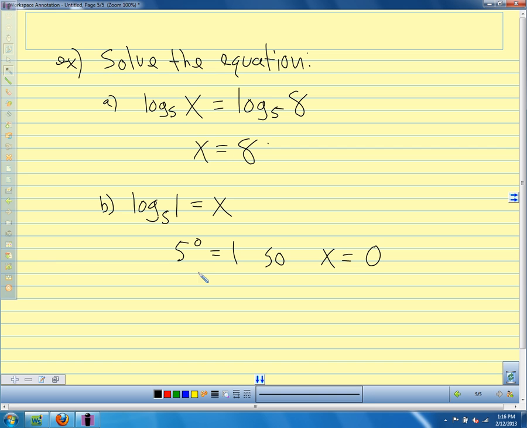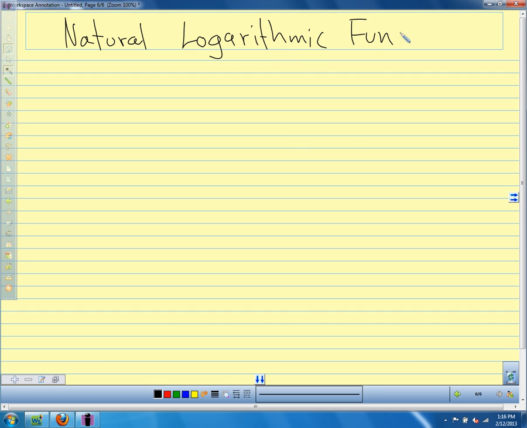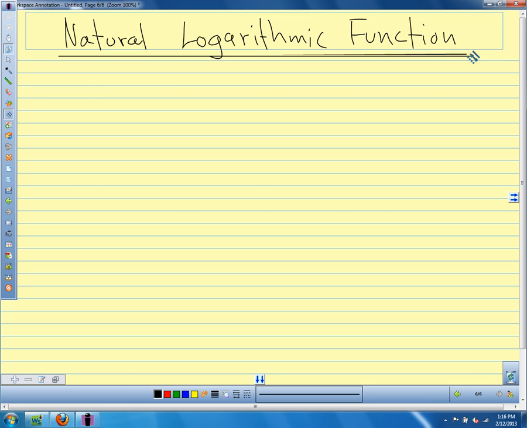All right, one last thing to talk about today. Natural logarithms. So the natural logarithmic function. Our common logarithmic function is base 10. The natural logarithmic function is base e.